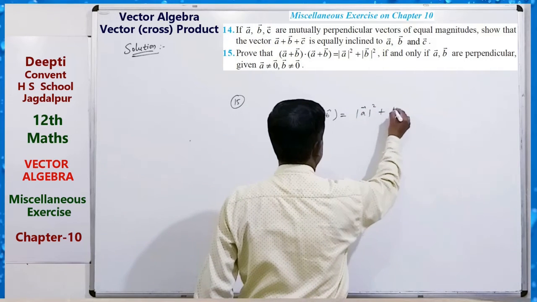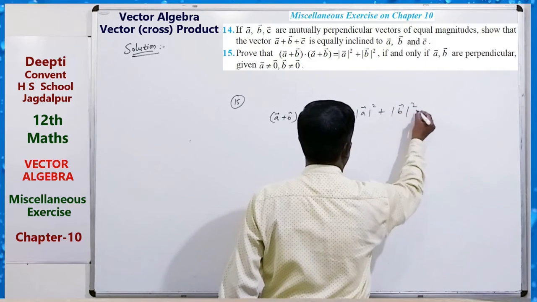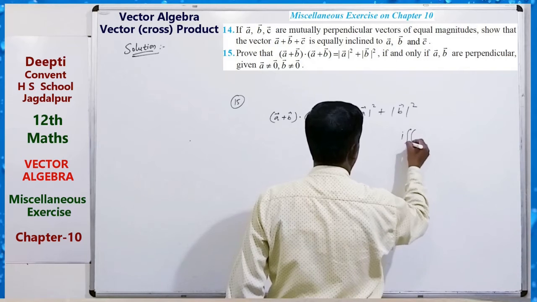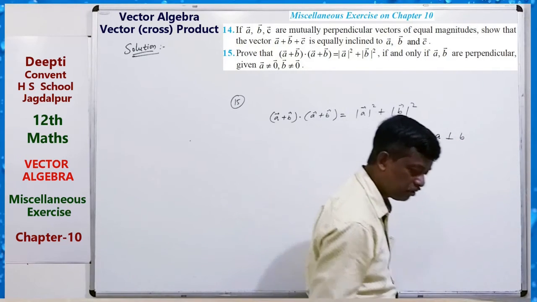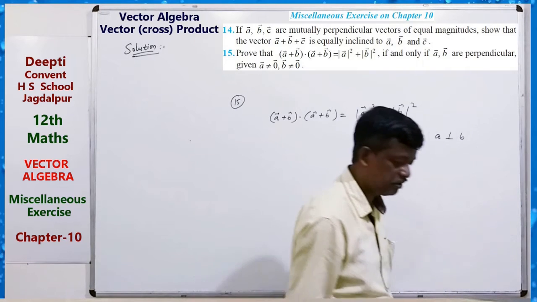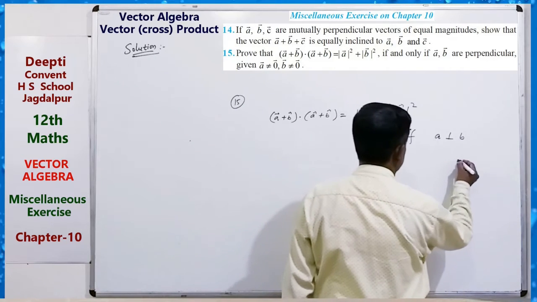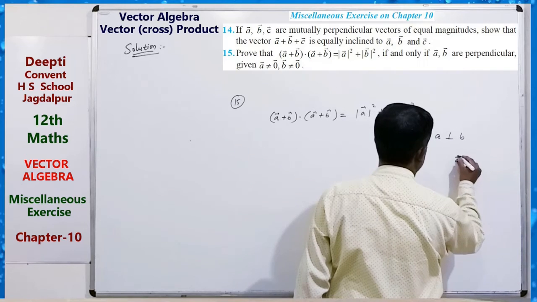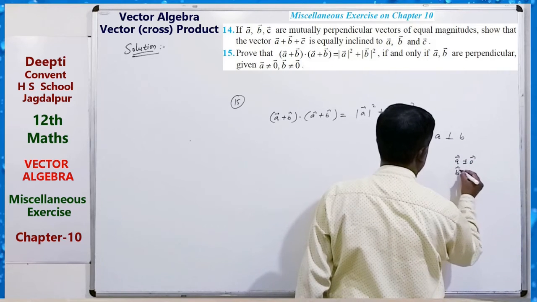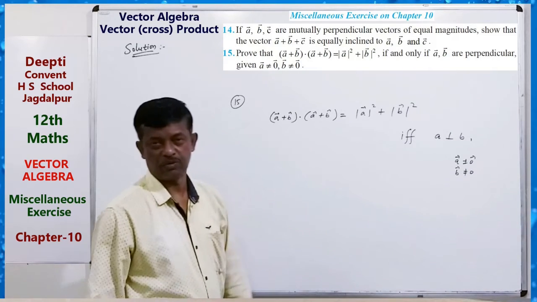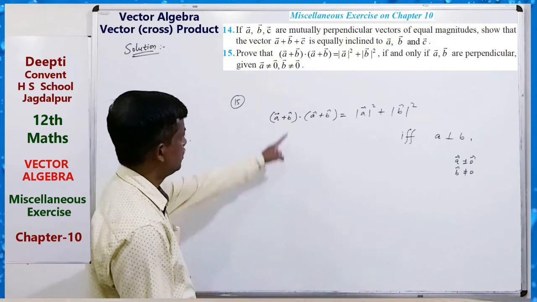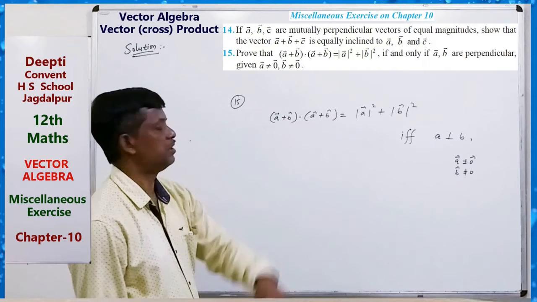|A|² + |B|² = |A + B|² if and only if A is perpendicular to B, where A is a non-zero vector and B is a non-zero vector. We have to prove this. Just multiply it.